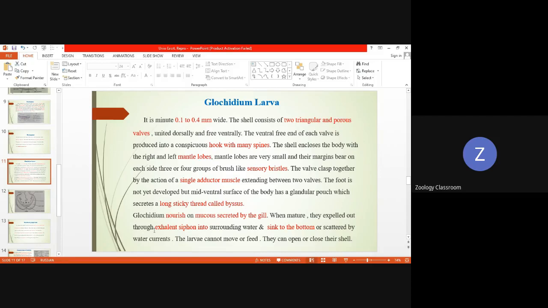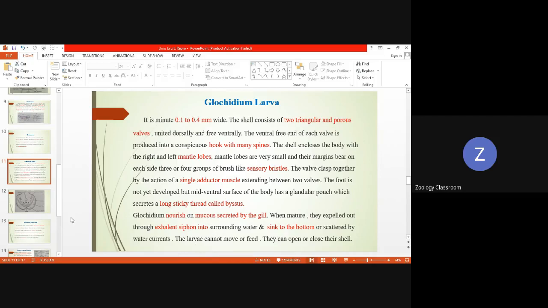वॉटर ट्यूब मधून कुठं जाणार, सरळ ब्रँचियल सुप्राब्रँचियल चेंबर मध्ये येणार आणि तिथून ते एक्सरेल सिफॉन मधून बाहेर पडतात. And they sink at the bottom or are scattered by the water currents. म्हणजे बाहेर जाणाऱ्या पाण्याबरोबर ते पाण्याबरोबर वाहून जातात, तरंगतात थोड्या वेळ आणि बॉटमला सेटल होतात. Now larvae do not move or feed. एका जागी ते स्थिर पडून राहतात. They can open and close their shell. फक्त उघडझाप ते करू शकतात.